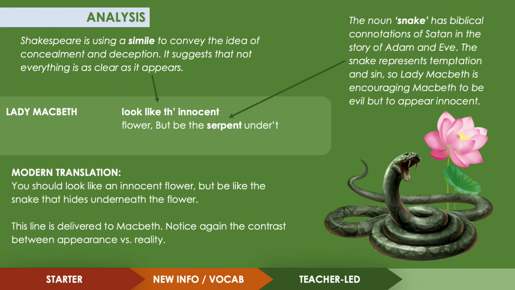So now let's look at the noun snake, and this has biblical connotations of Satan in the story of Adam and Eve, where the snake represents temptation and sin, as Satan himself tempted Adam and Eve to eat forbidden fruit from the tree. So here Lady Macbeth is encouraging Macbeth to be evil but appear innocent. So this is evident in the modern translation of the line. So you should look like an innocent flower but be like a snake that hides underneath the flower. Okay, so this particular line is delivered to Macbeth, and notice the contrast between appearance and reality, and this is a key theme in the play.